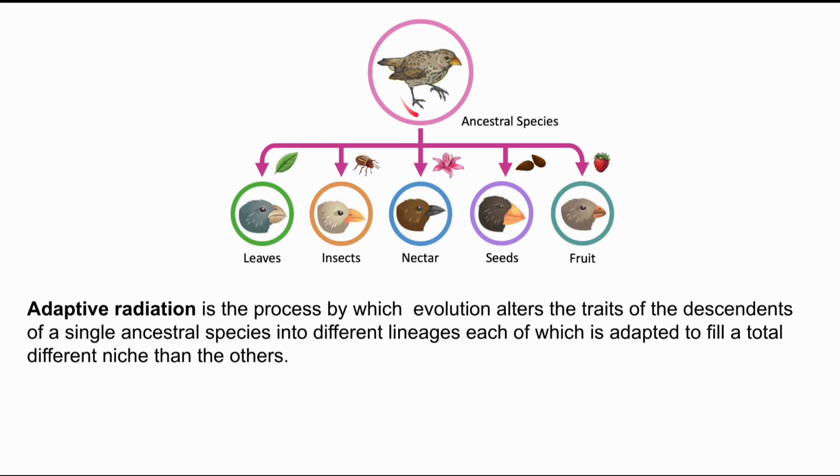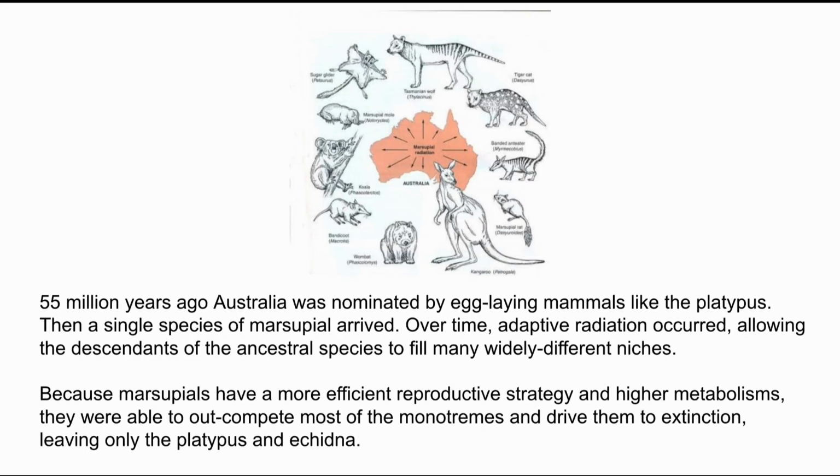So here I have this bird, and over time some of its descendants will be able to eat leaves like the Hoatzin. Other ones will eat insects. Other ones will evolve beaks to let them get at nectar in flowers. Other ones will evolve to eat seeds, and other ones fruit. So this one ancestor gave rise to, in this case, 5 different species that each fill different niches. That is what we mean by adaptive radiation. And hey, adaptive radiation can do some impressive stuff.